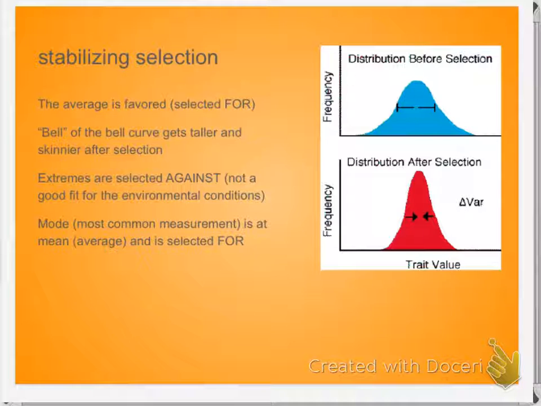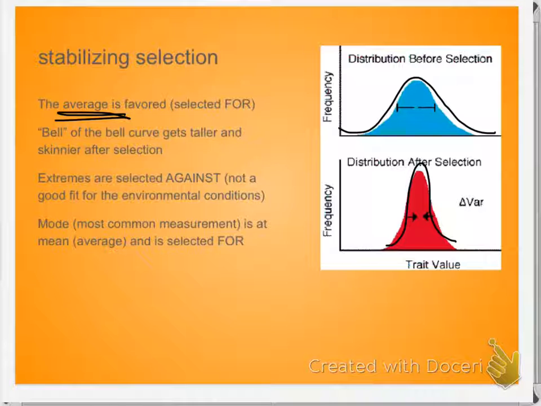And if natural selection is acting on a population, and the average is the best possible thing, then you're seeing stabilizing selection. So here's our bell curve. And we've talked about those for quite some time. If we're looking at a population undergoing stabilizing selection, that bell tends to get taller and skinnier. Average is better and better and better. And the extremes are not good. So basically, stabilizing selection means average is pretty awesome.